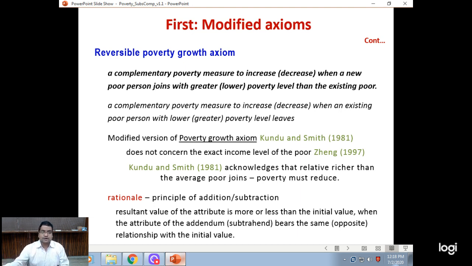A simple way to express it: if a new student joins a class, the average height of the class will increase or decrease depending upon whether the new student has a height more than the average height of the class. Something similar here. If the poor person who is getting added to the society has a higher level of poverty compared to the average level of poverty of the existing population, the poverty would worsen. If that person has a lower level of poverty, the poverty situation would improve. So in that sense, it is a reversible poverty growth axiom. We cannot straight away say that when a poor person joins the society, the poverty would increase.